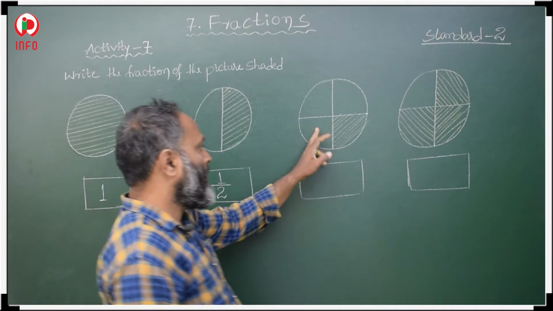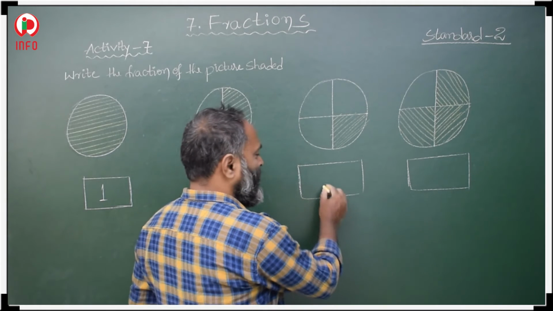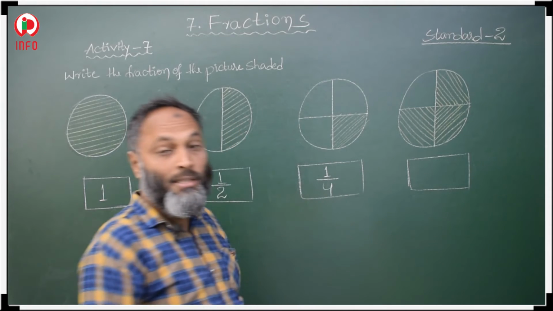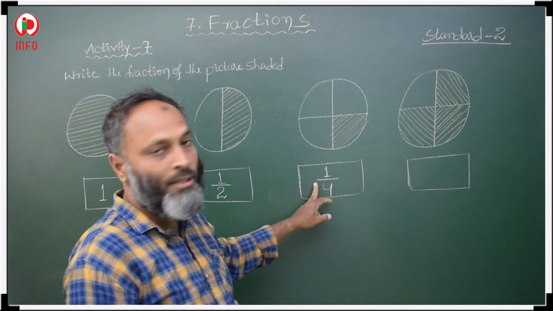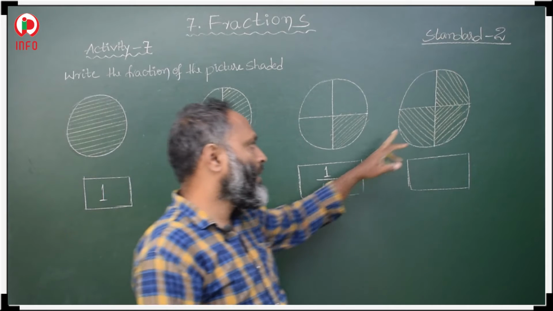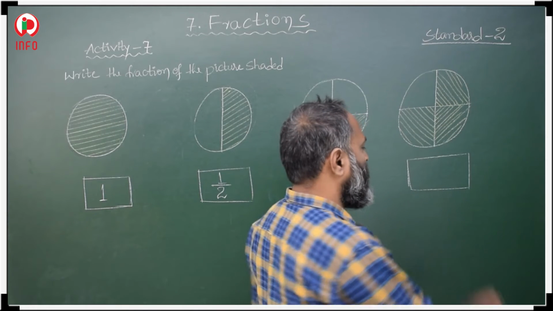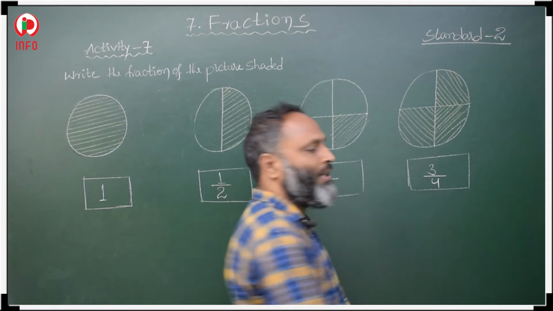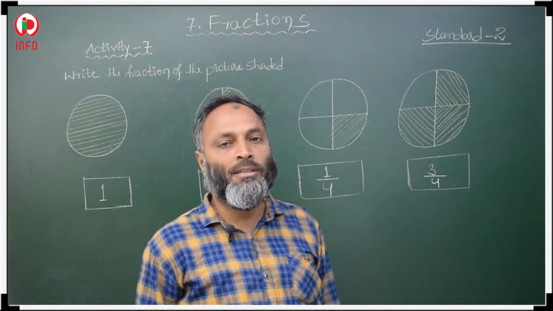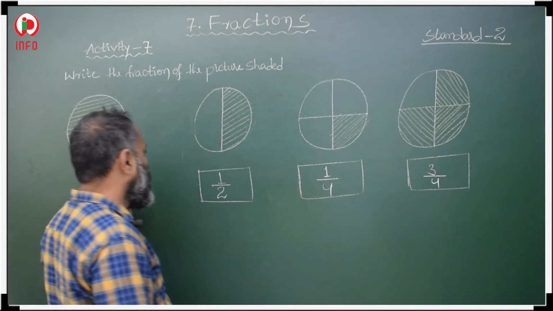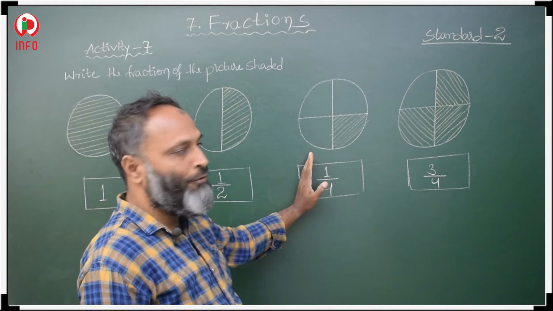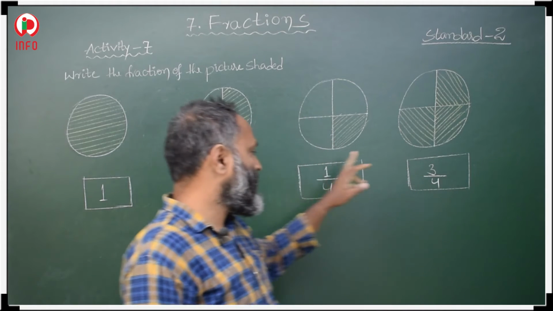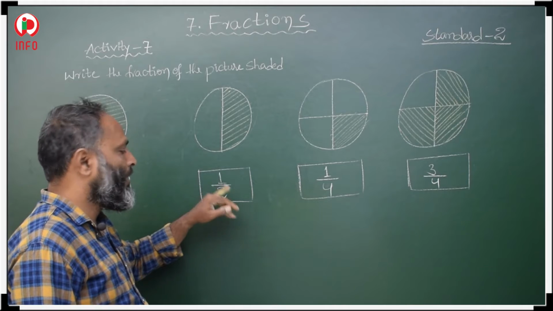The next one, 1, 2, 3, 4. Total 4 parts. In those 4 parts, one part is shaded, that is 1 by 4. It is also called quarter. So, here 1, 2, 3, 4, in 4 parts, 1, 2, 3, 3 parts are shaded, that is 3 by 4, that is 3 quarters. This is whole, this is 1 by 2, this is 1 by 4, that is quarter. This is 3 by 4 or 3 quarters, then 1 quarter, then half or 1 by 2.